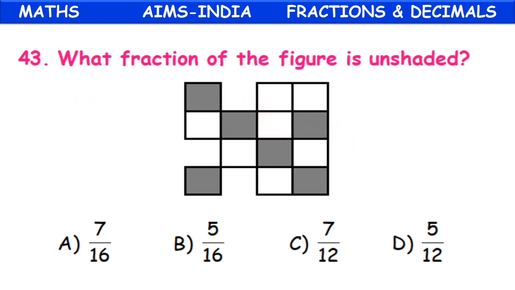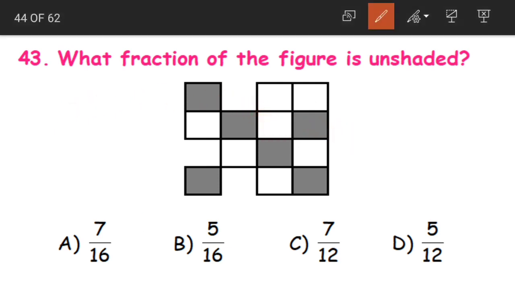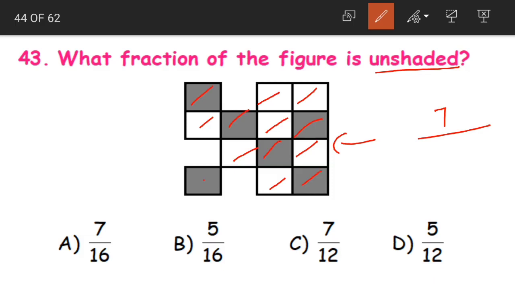Next question 43. What fraction of the figure is unshaded? Now here we are having the figure. What should we find out? The fraction of the figure that is unshaded. So first let us count the number of unshaded blocks. 1, 2, 3, 4, 5, 6, 7. 7 are unshaded, divided by what are the total number of blocks? 8, 9, 10, 11, 12.